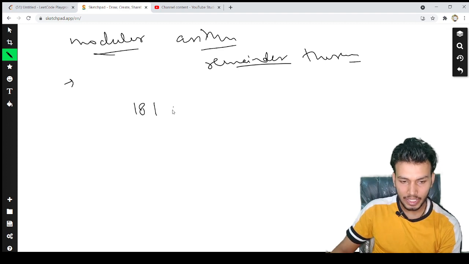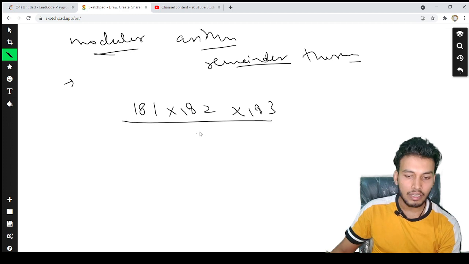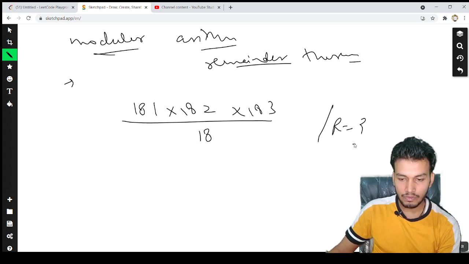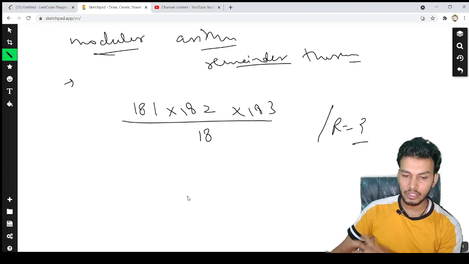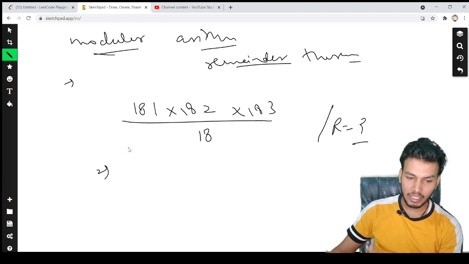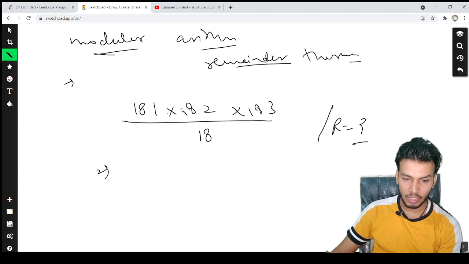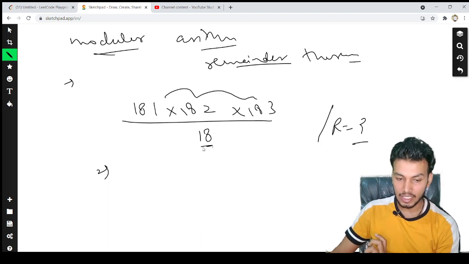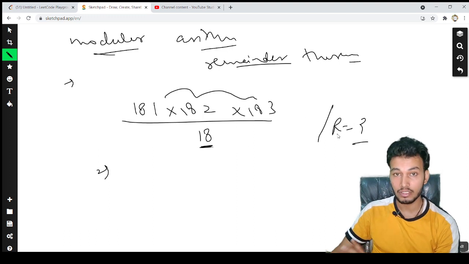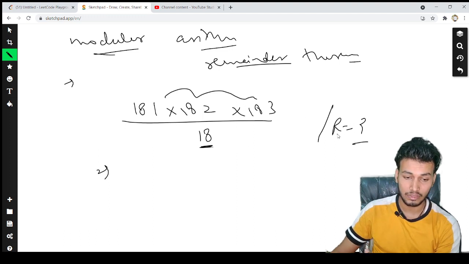Let's say we have 181, 182, 183. You need to multiply all three of them, then divide by 18, and find the remainder. So how will you do that? One is the lengthy method: as usual, you multiply all three terms, divide by 18, and find the remainder. That will be a really tough job.